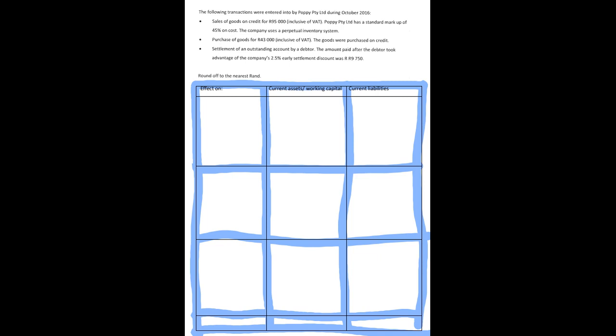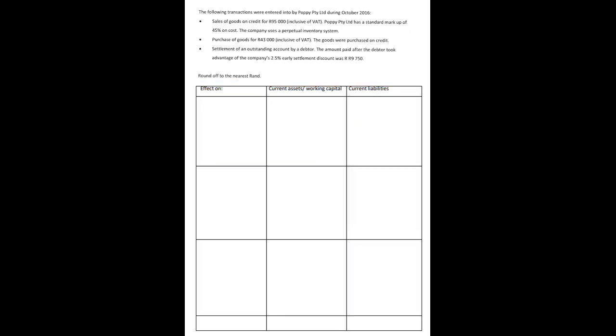You're able to answer all of the questions in this one block, and it's also easier for you to identify where your figures come from. So I do advise just getting a feel for this so you know how to go about answering the question. It's based on your net working capital, so we're essentially calculating what the net working capital will be. Here it says that the following transactions were entered into by Poppy Pty Limited during October 2016.